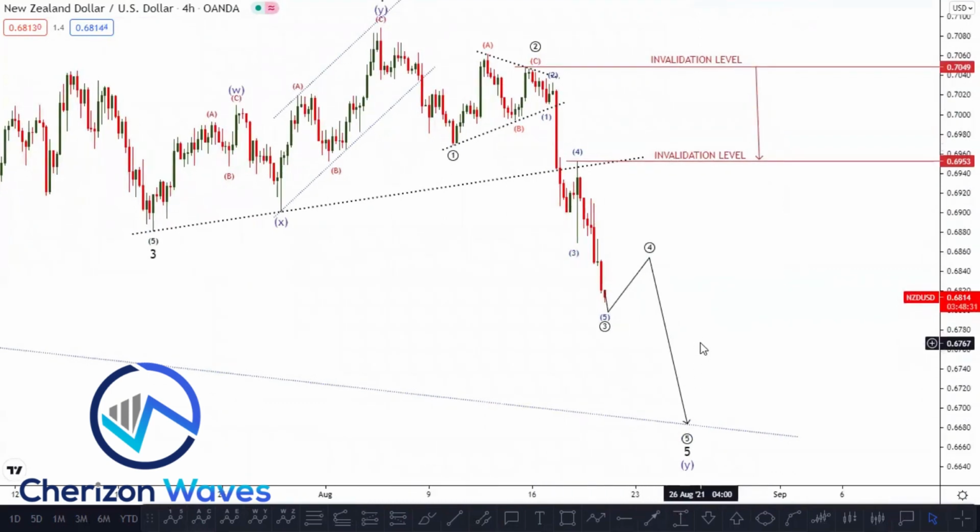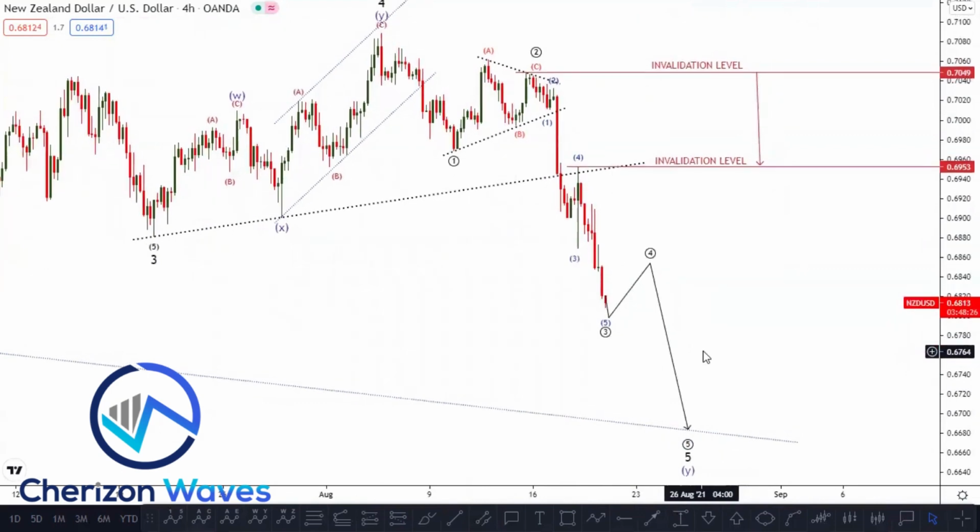We are targeting a channel on NZDUSD. So we will move our stops to the end of 4 once it completes the major 4 and target the trend line.